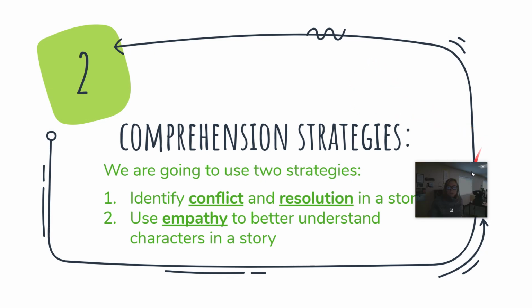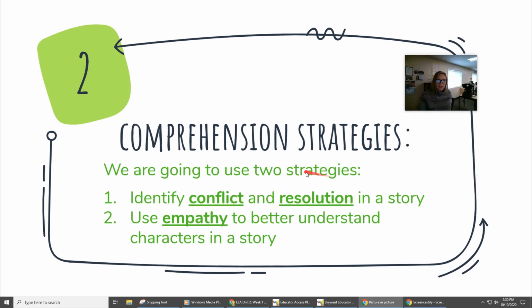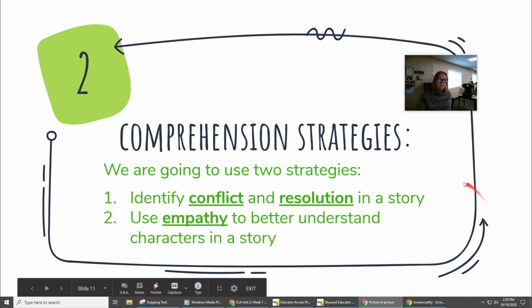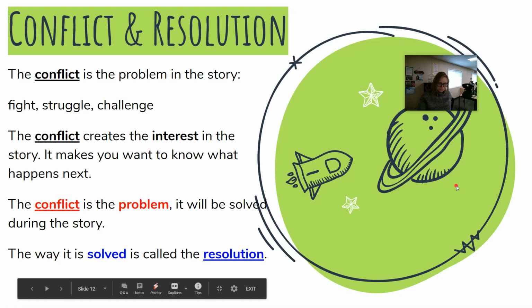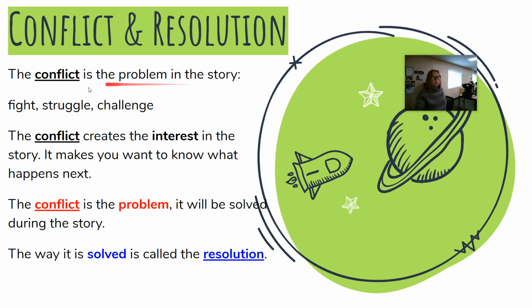So for our comprehension strategies today, we used 2 different strategies. We identified the conflict and resolution in a story, basically what is the problem, and we used empathy to better understand characters in a story. So conflict and resolution: the conflict is the problem. You've hopefully heard that before in a story. There's maybe a fight, a struggle, a challenge, something facing the character. The conflict creates the interest in the story and makes you want to know what happens next.